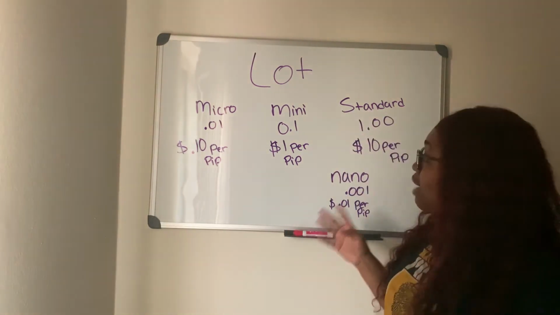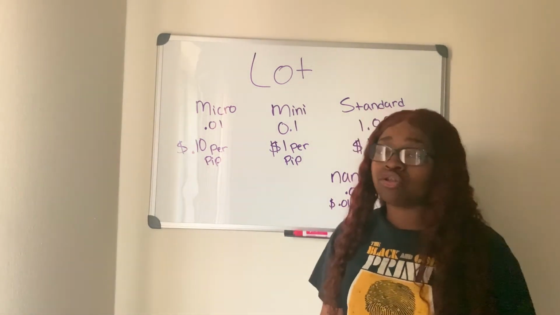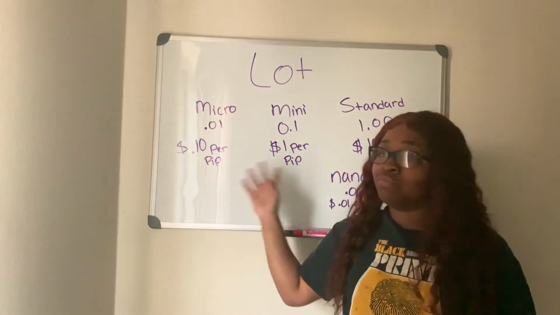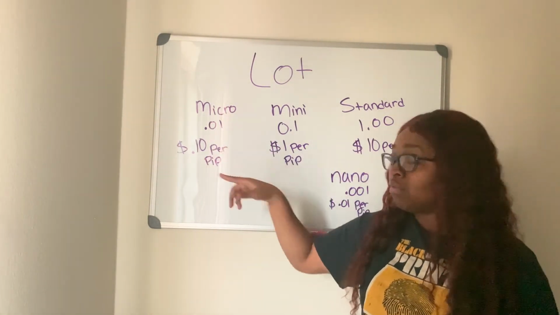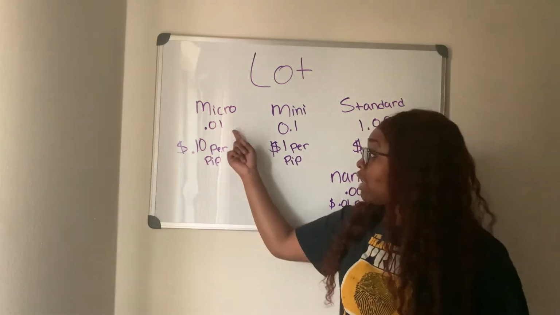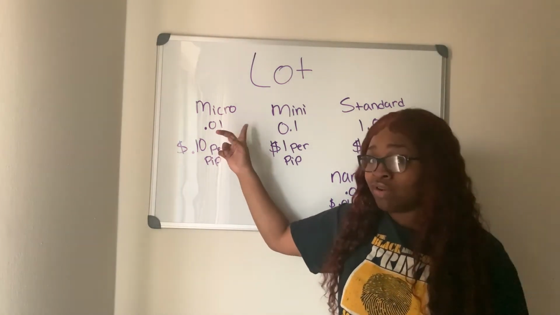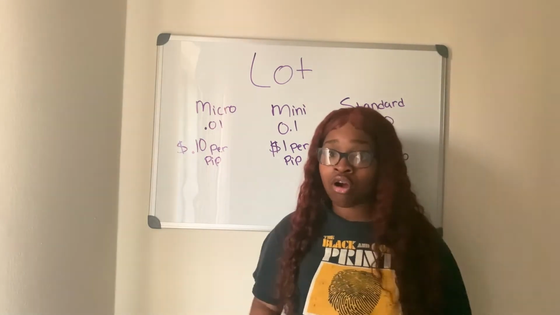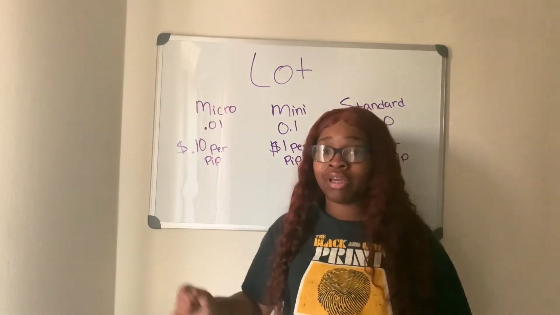There are 4 different types of lots, but typically when you're trading, the first 3 are the most important, the ones that are used the most. Micro lot, which is a 0.01, represents 10 cents per pip. Whenever price moves 1 pip, you're going to make 10 cents. Just imagine you're driving in a car: for every mile you go, you're making 10 cents.